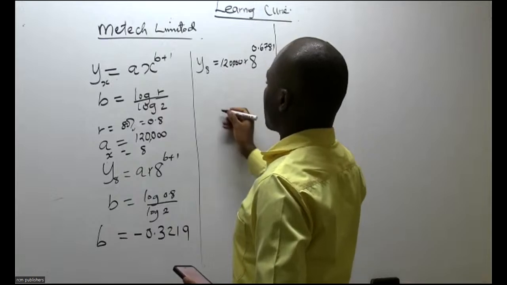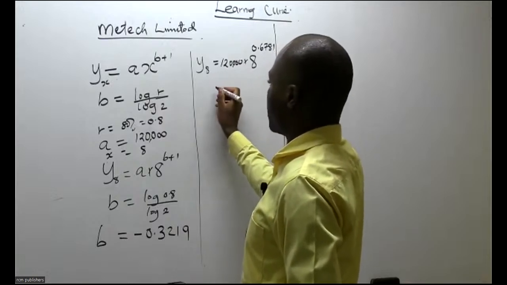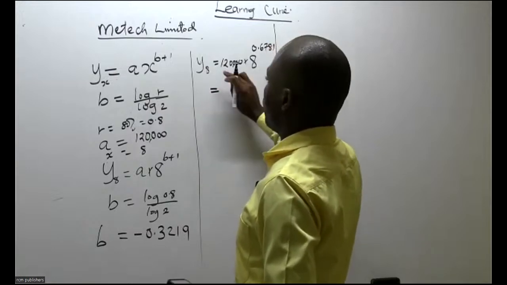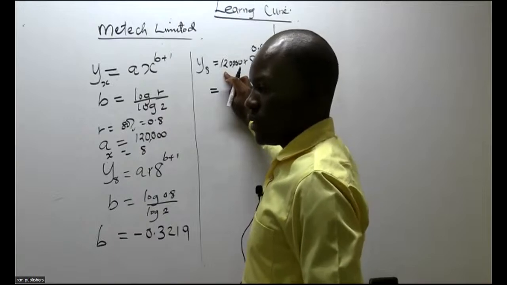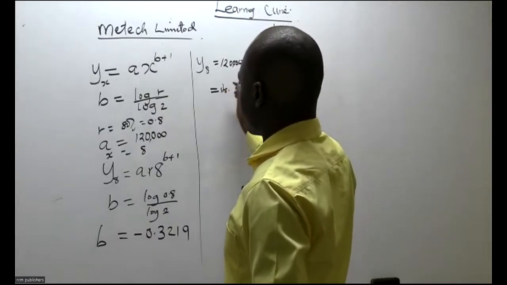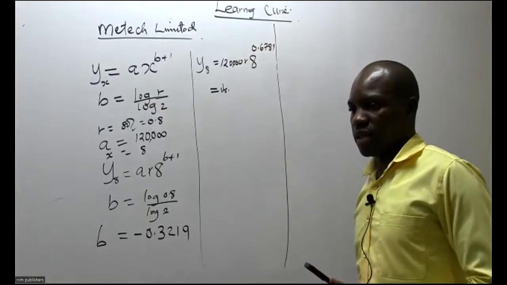0.676781. So go ahead and give me the total labor cost for the first 8 batches. Just take this raised power, this one, and then you multiply by 120,000. What are you getting? The total labor cost for the first 8 batches.